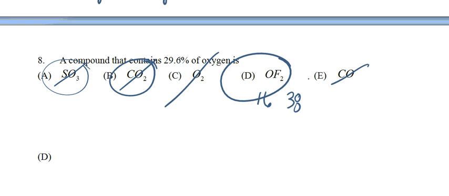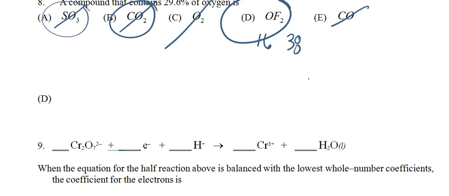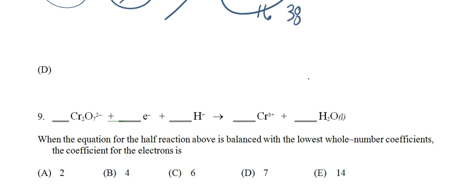All right, number 9. When the equation for the half reaction above is balanced with the lowest whole number coefficients for the electrons, okay, I'm going to do it in the order that you would do a redox equation. Step 1, balance the non-hydrogen, non-oxygens first. So we have 2 chromiums. We need a 2 there. Okay. Now we're going to balance out the number of oxygens. So I have 7 oxygens on this side. How do I do it? I add water. So I need 7 on this side.